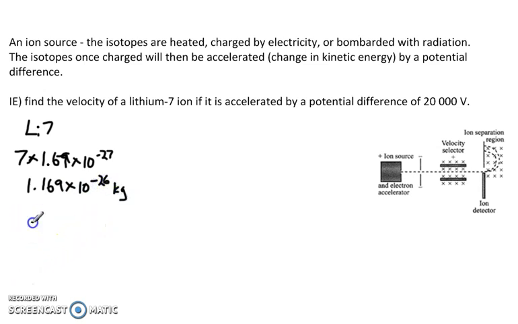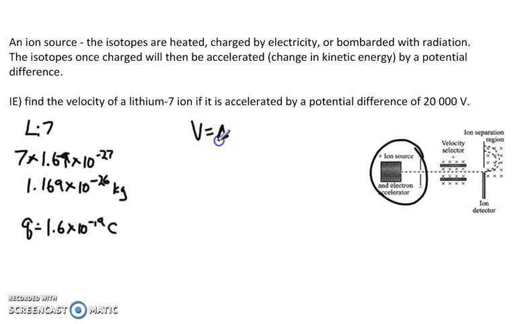It will also have a charge. Lithium has a charge of +1, which means 1.6 times 10 to the negative 19 coulombs. And so in this case here, we want to find the velocity. It's accelerated by a potential difference of 20,000 volts, and that is happening in this ion source area. Okay, the voltage is going to be equal to the change in energy divided by the charge, or the voltage times the charge is going to be equal to the change in energy.